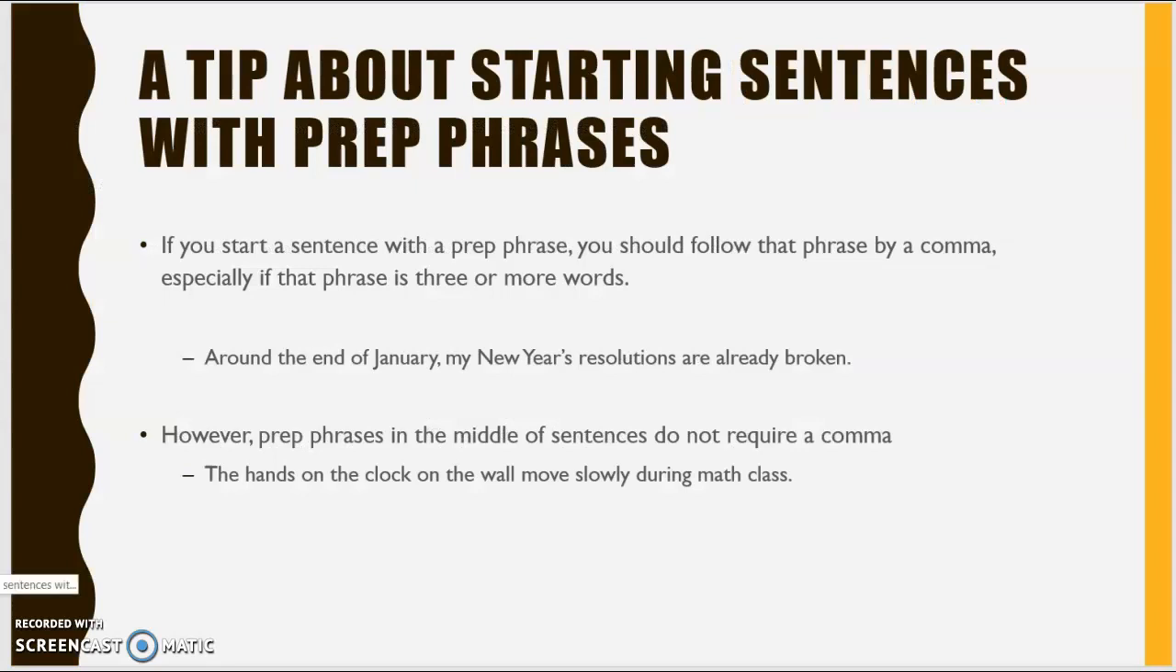Okay, so here's a tip about starting sentences with prep phrases.